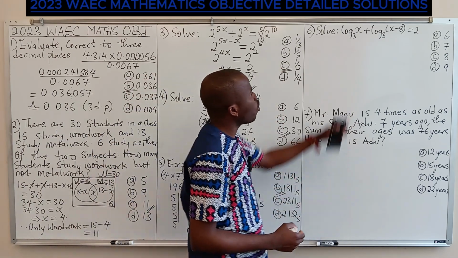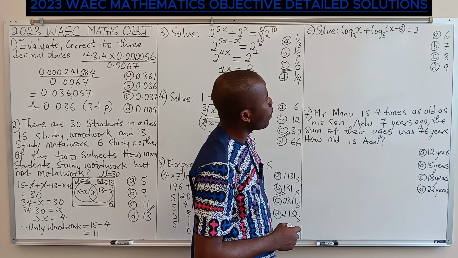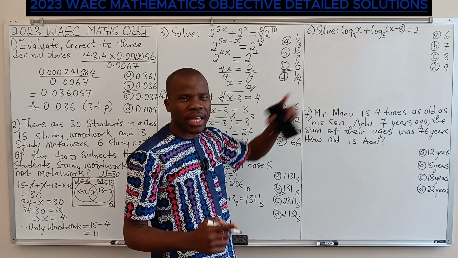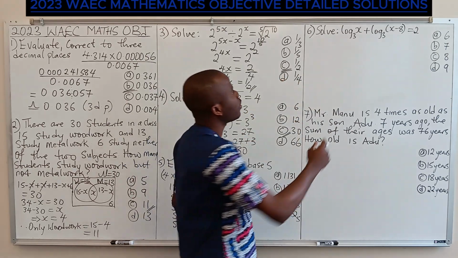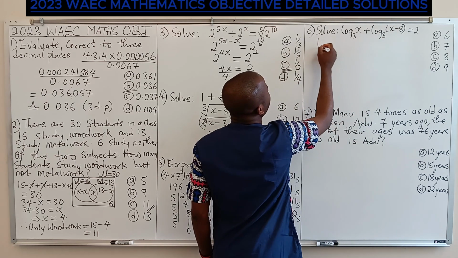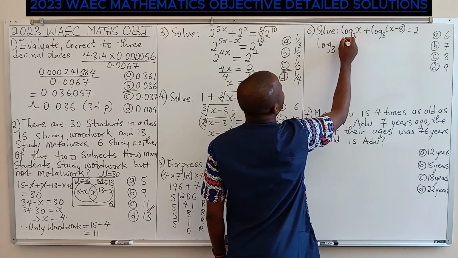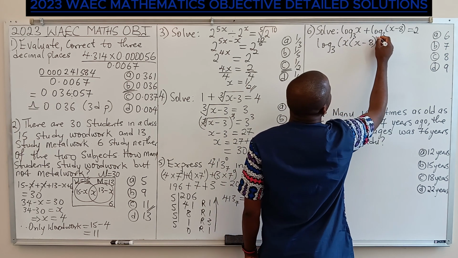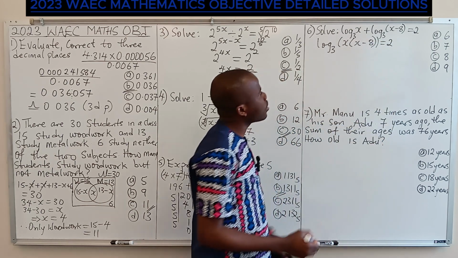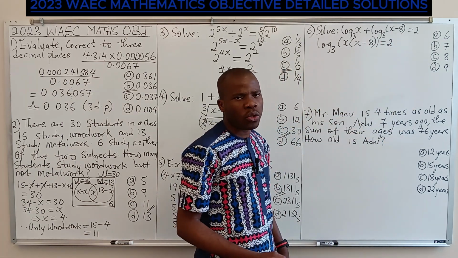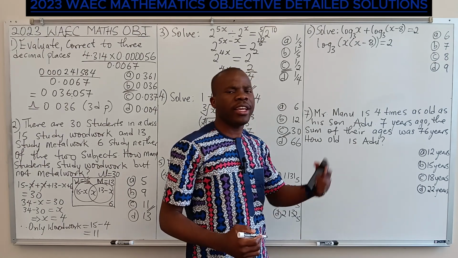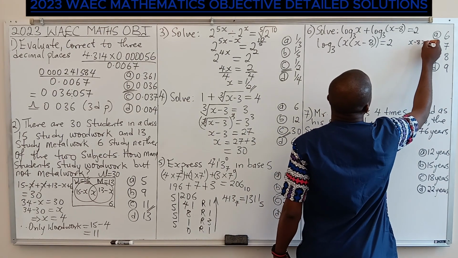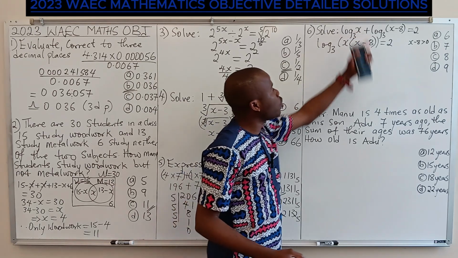In question 6, we are asked to solve this logarithmic expression. From laws of logarithm, when you are adding 2 logs to the same base, you multiply. So we have log to base 3, x multiplied by x minus 8 has to be equal to 2. Of course, x minus 8 has to be greater than 0 because we cannot take the logarithm of a negative number. So we know that x minus 8 has to be greater than 0. Of course, x has to be greater than 0 too.